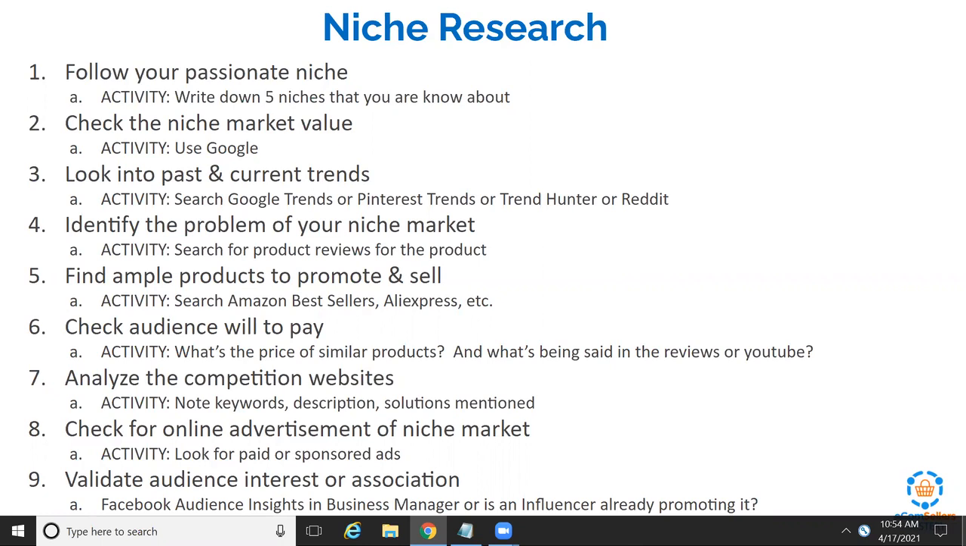Okay, so you can go to Google Trends, you can go to Pinterest Trends, you can go to Trend Hunter, you can go to Reddit. There's all different types of sites. I'm not listing them all. I'm just giving you some ideas. So let's go see what trends. How often do you see blog articles written? What products automatically come up as soon as you type in that niche? So these are things that you need to make a note about.